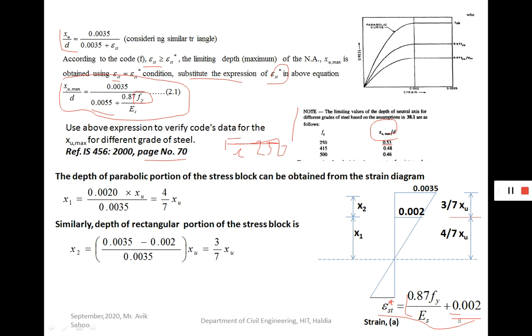So it means you do not need to find out xu max by d values for the different grades of steel, because all these values are already given in IS 456:2000. At the time of design we take the value from IS 456. No need to calculate the value, but that is for your information, how the values come, so I just discuss how this value comes.